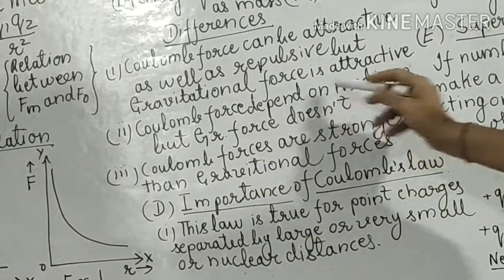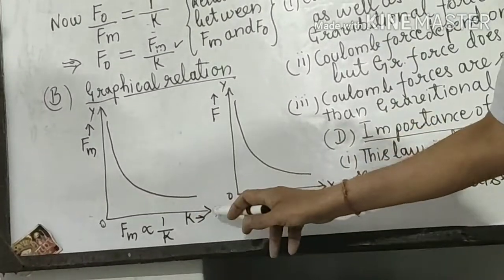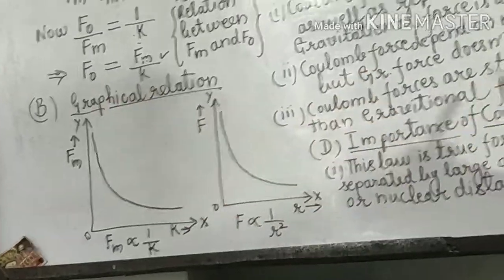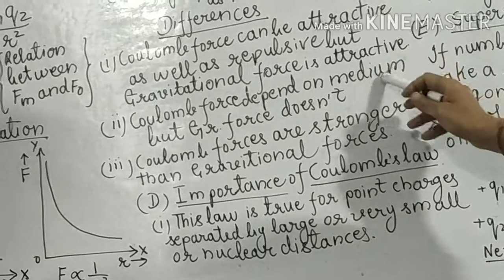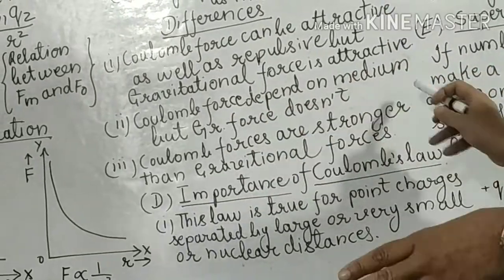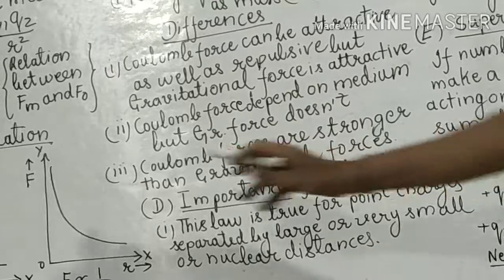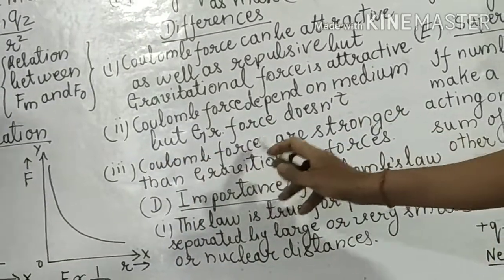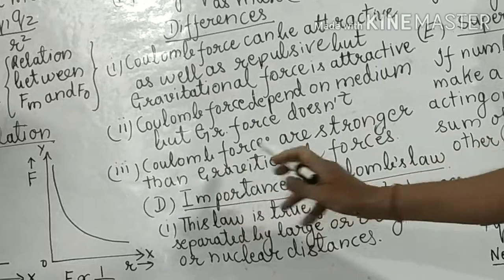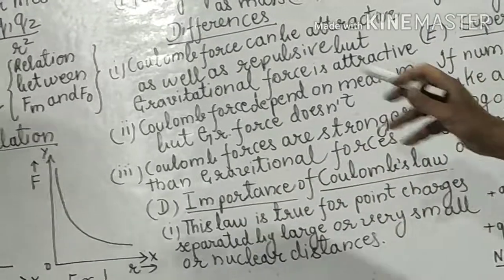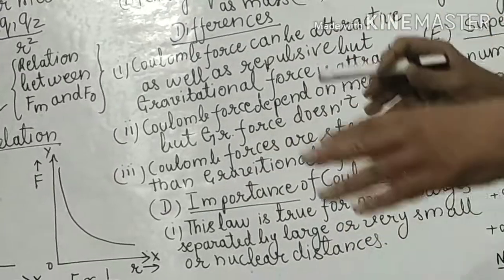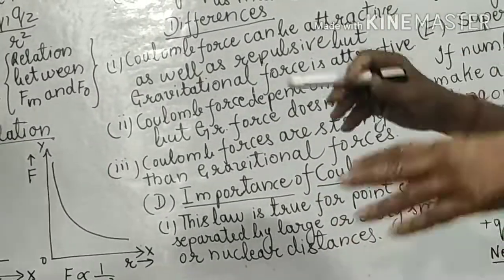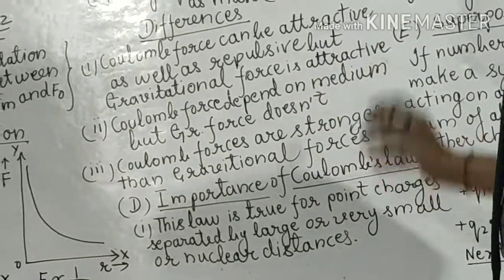Coulomb force depends on medium. You have seen, as the dielectric constant of the medium increases, the force decreases. That means Coulomb's force, whether it is attractive or repulsive, depends on the medium. But gravitational force doesn't depend on the medium. The third dissimilarity: Coulomb forces are stronger than gravitational forces. This is very important because nuclear force also comes in here, and nuclear forces are very much stronger than the gravitational force.